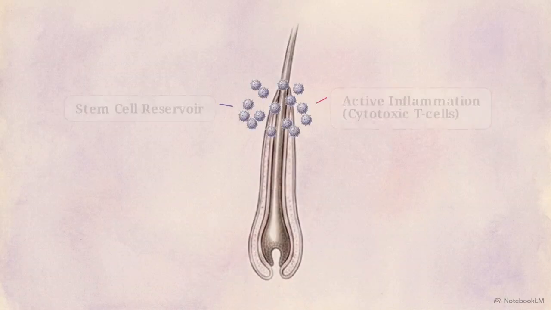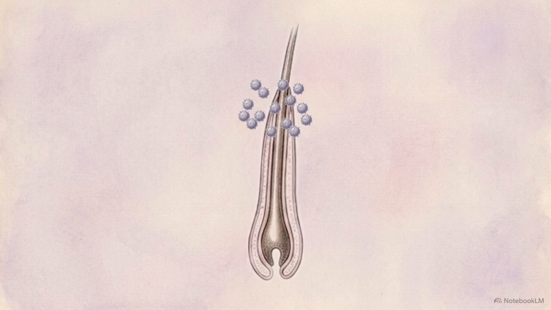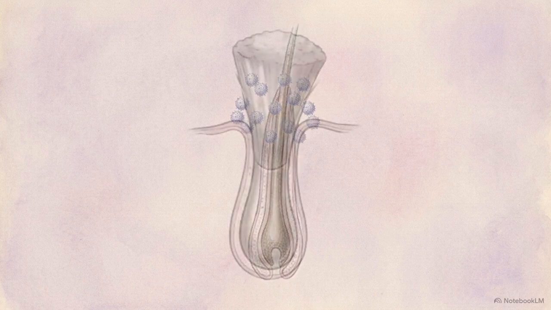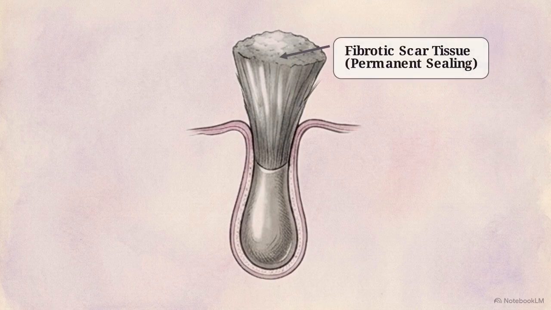Because the attack zeroes in on the stem cell reservoir, the outcome is irreversible. Once the active inflammation subsides, the destroyed stem cells are replaced by dense fibrotic scar tissue, permanently sealing the follicular openings and precluding any future hair growth.